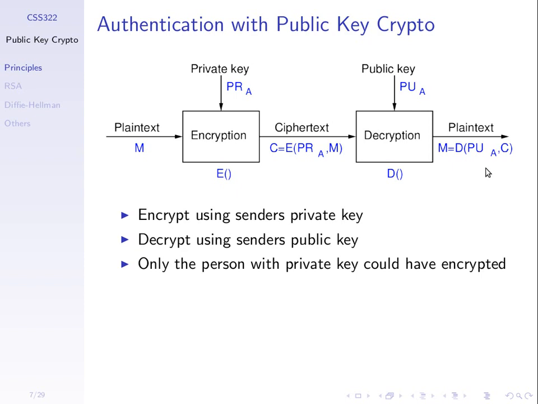And B checks. If it does decrypt with the public key of A, that implies it must have been encrypted with the private key of A, and that implies that this message came from A, because there's only one person in the world who has the private key of A. So this is a form of authentication.